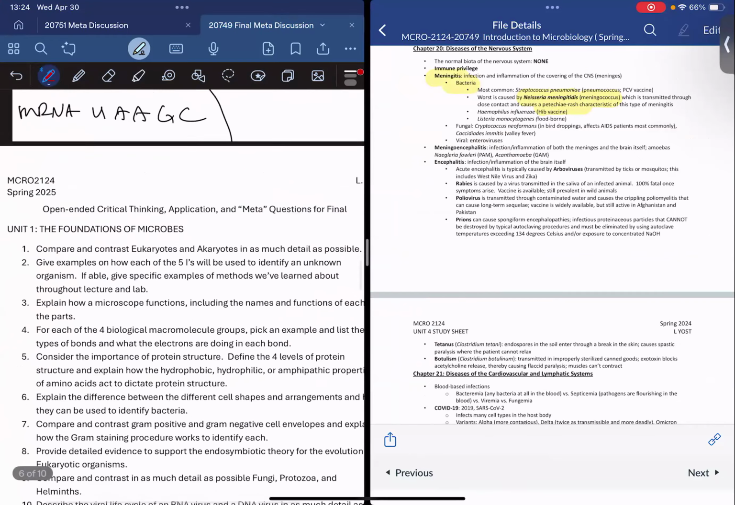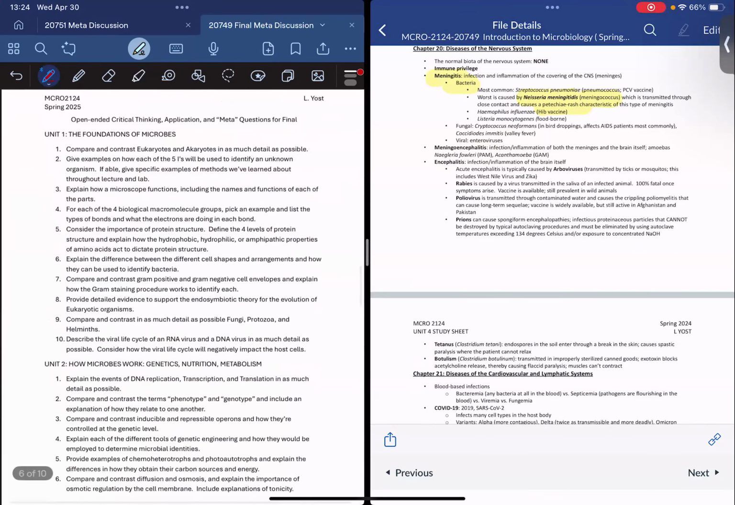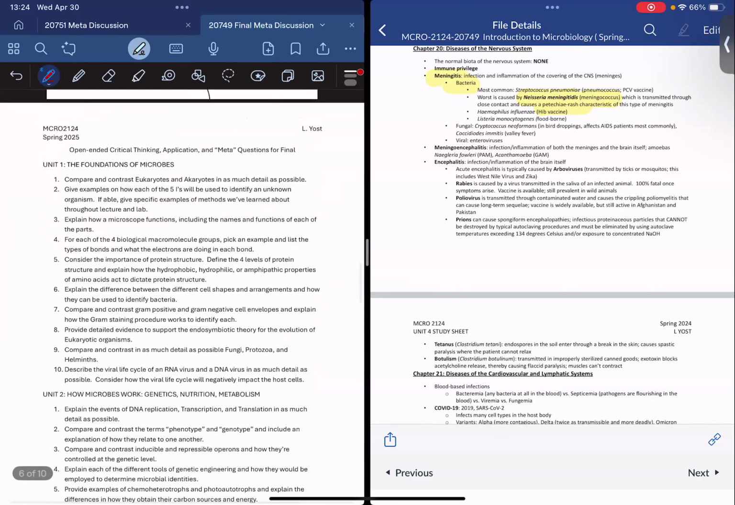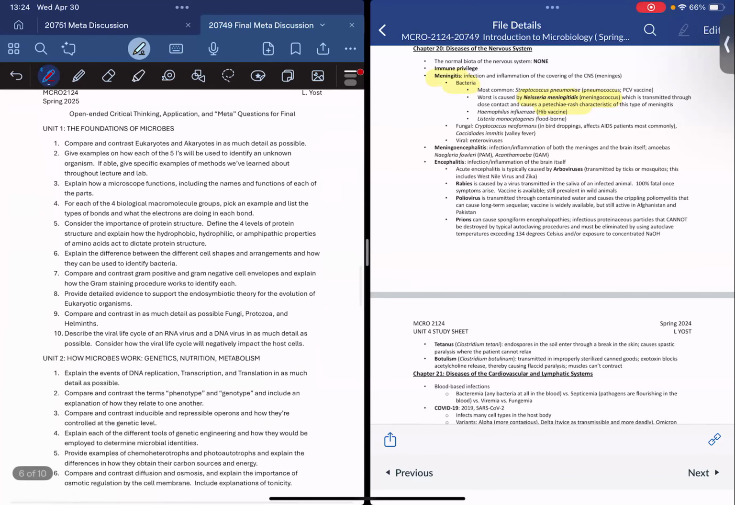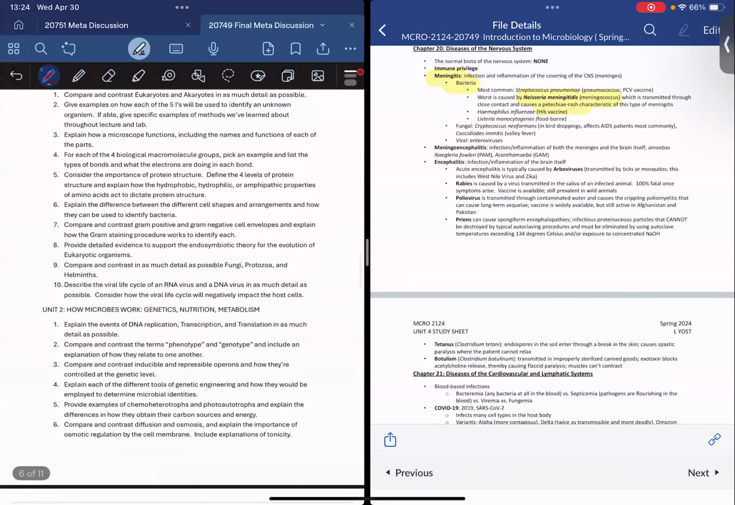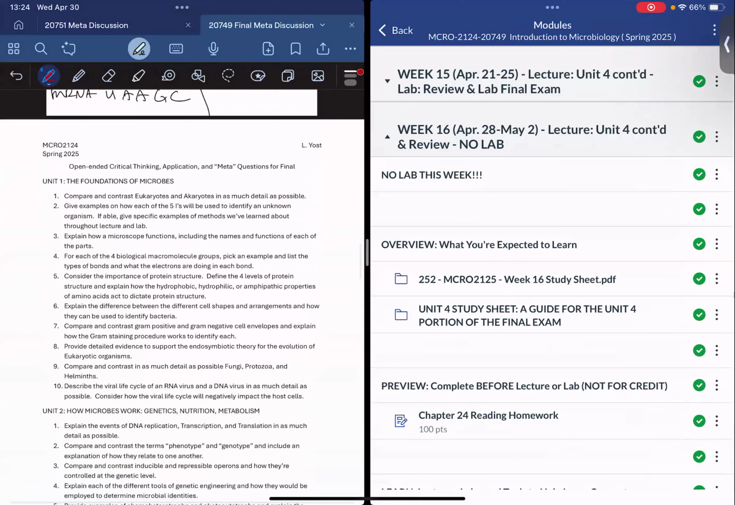Right? So this is where these meta questions, I feel like, are going to come in handy. And if we start looking at some of these and trying to break them down a little bit, what I want to do is just have them here like this. Okay.